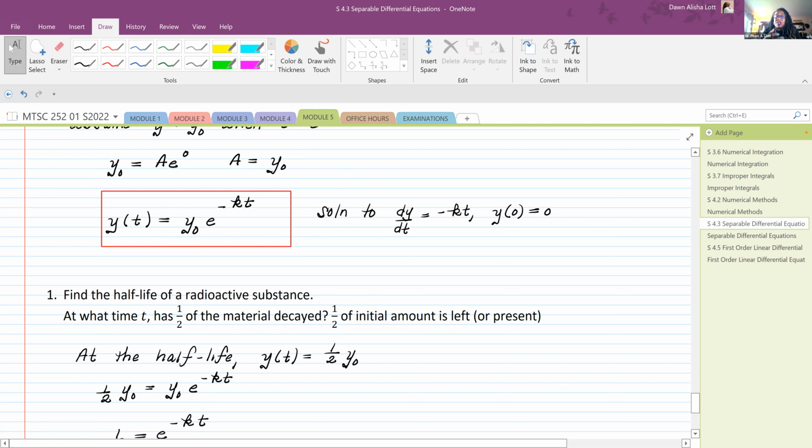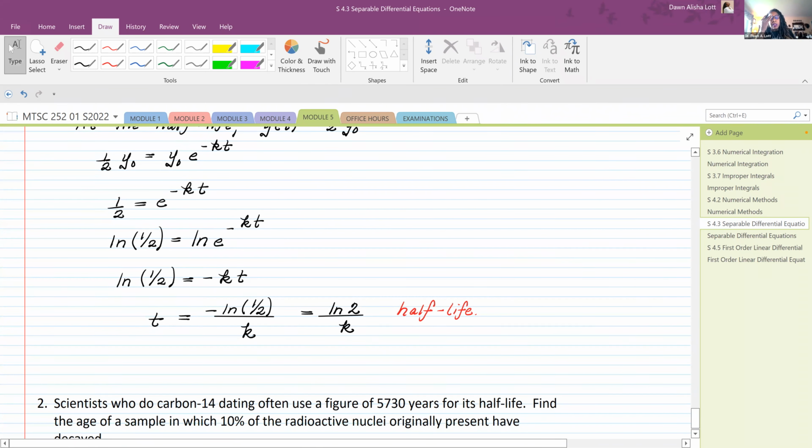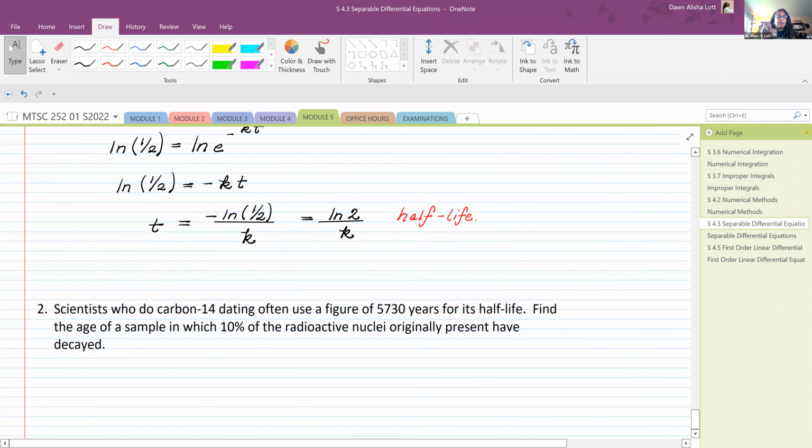Then we talked about a substance where, after a particular time, half of the substance is still existing. We called that the half-life, and we found that the half-life is equal to the natural log of 2 over k. So we were getting ready to do one application. Scientists who do carbon-14 dating often use a figure of 5,730 years for its half-life. Find the age of a sample in which 10% of the radioactive nuclei originally present have decayed.